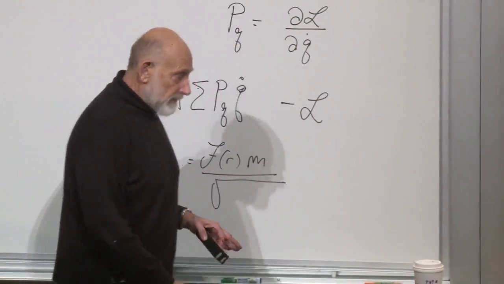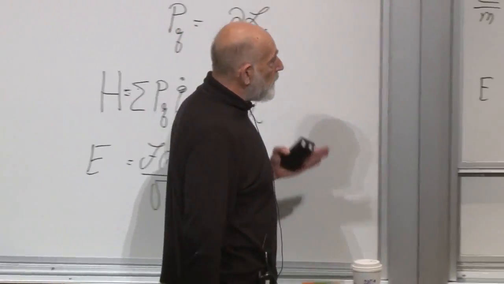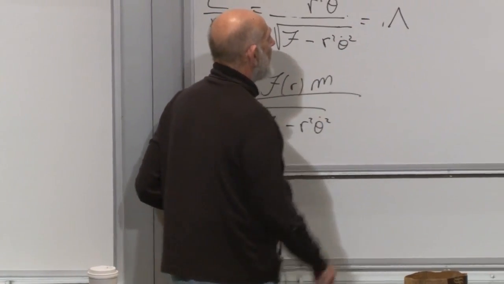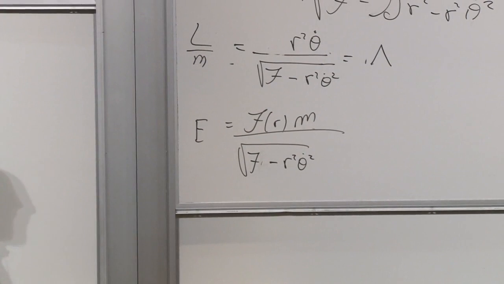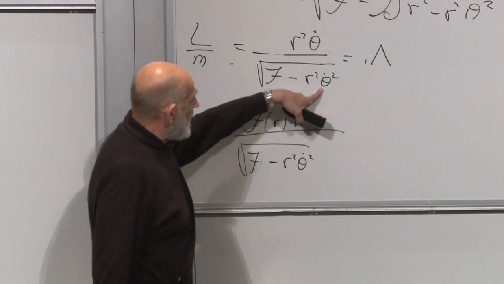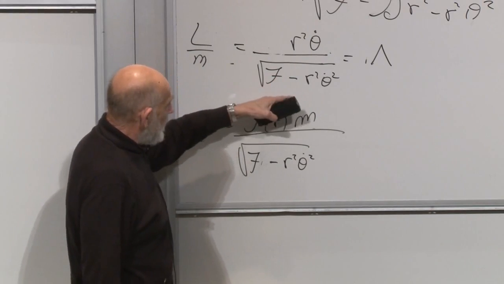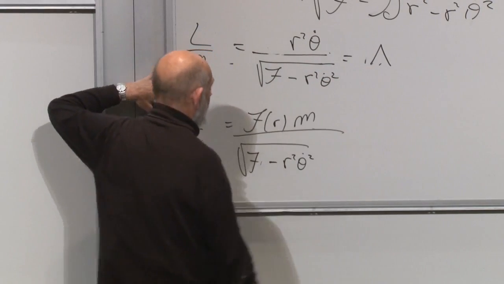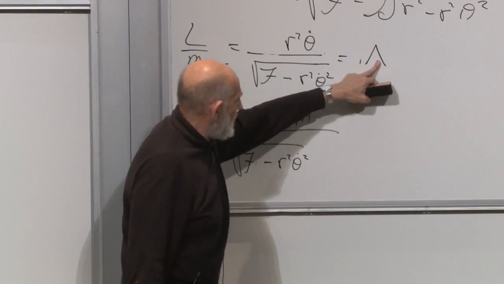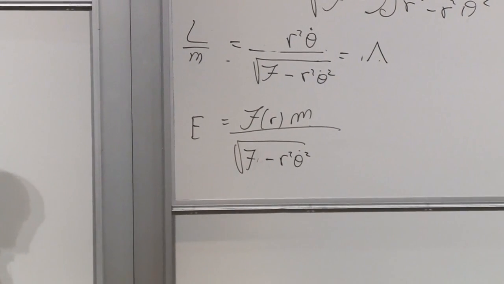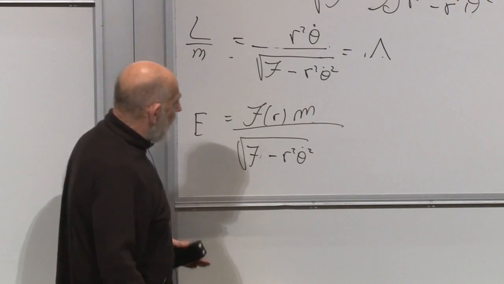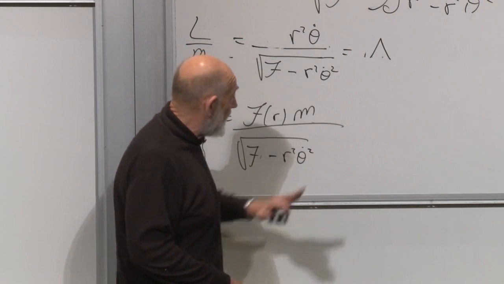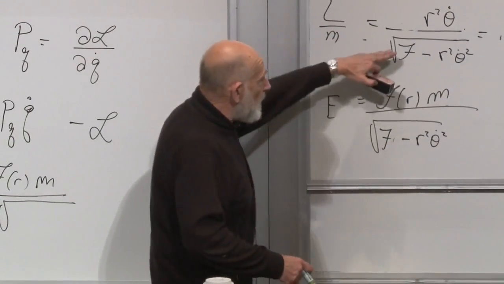Okay, what do you do with this? I'll tell you what the prescription is. The first thing you do is you solve this equation, and I'll let you do it at home. You solve this equation for theta dot, and you find theta dot as a function of R, and this is usually called the reduced angular momentum, the angular momentum divided by the mass. You find the angular velocity as a function of the reduced angular momentum. And that's not hard to do, but there's no point in doing it.